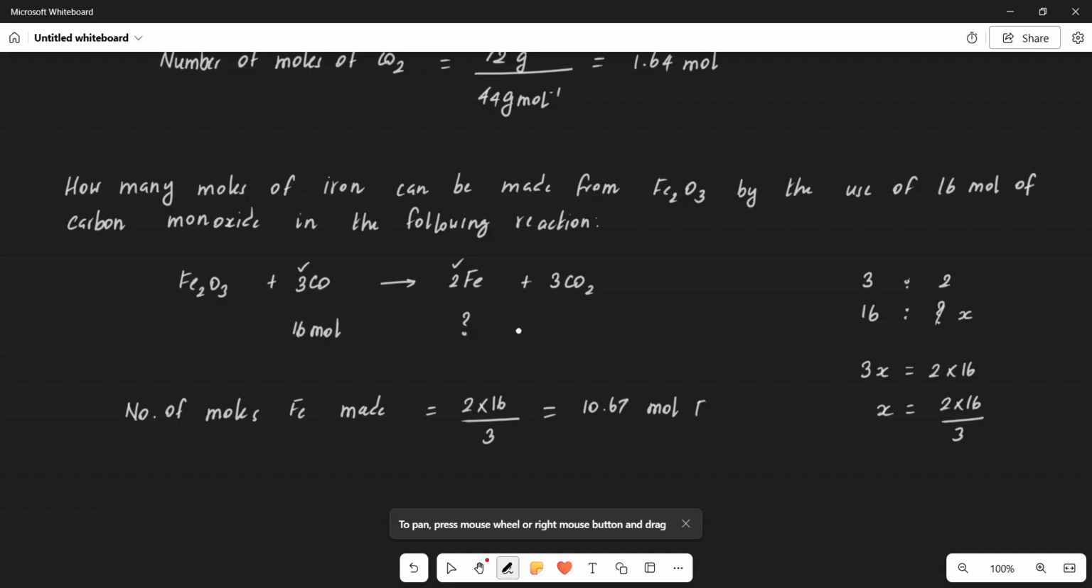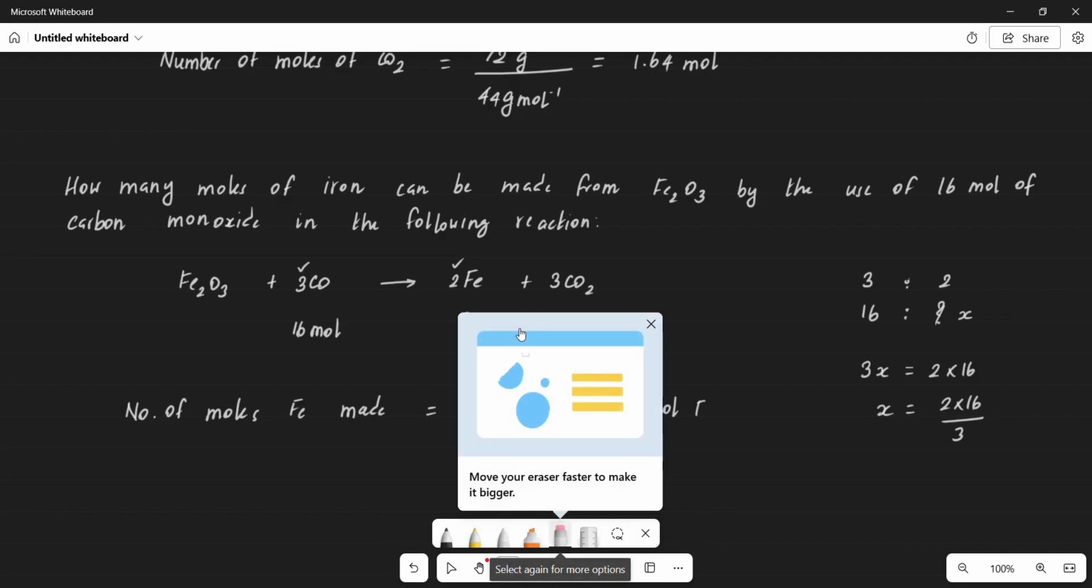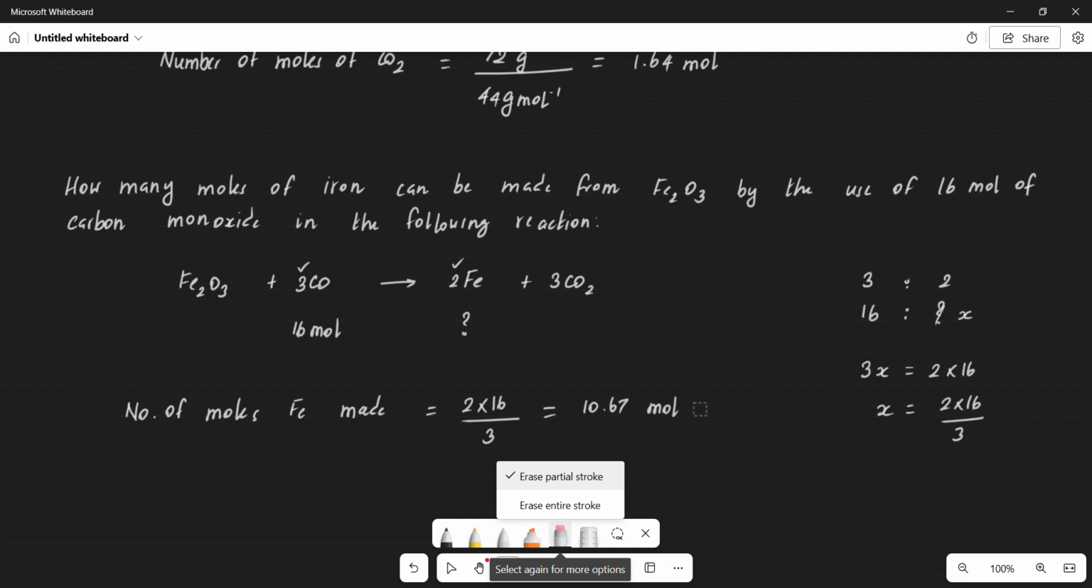So it is the simplest way of doing it. You can simply take the ratio and find the number of moles. If you know the number of moles and they are asking for mass, you can multiply this by molar mass and you will get the mass.